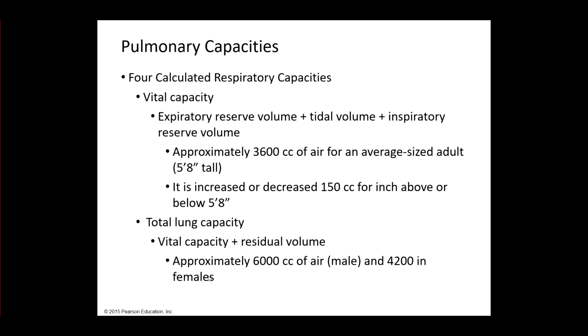Again, it's very variable. It could be 5,000 in a female if the female's larger. It could be 5,000 in a smaller male. So that's our pulmonary capacities, and these are used on a regular basis to assess the function and the health of our lungs.